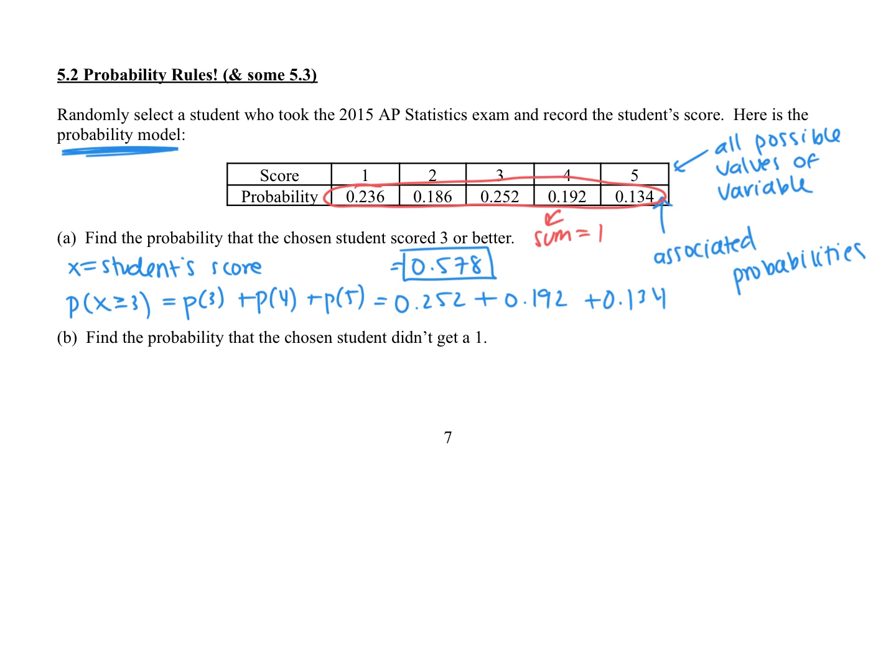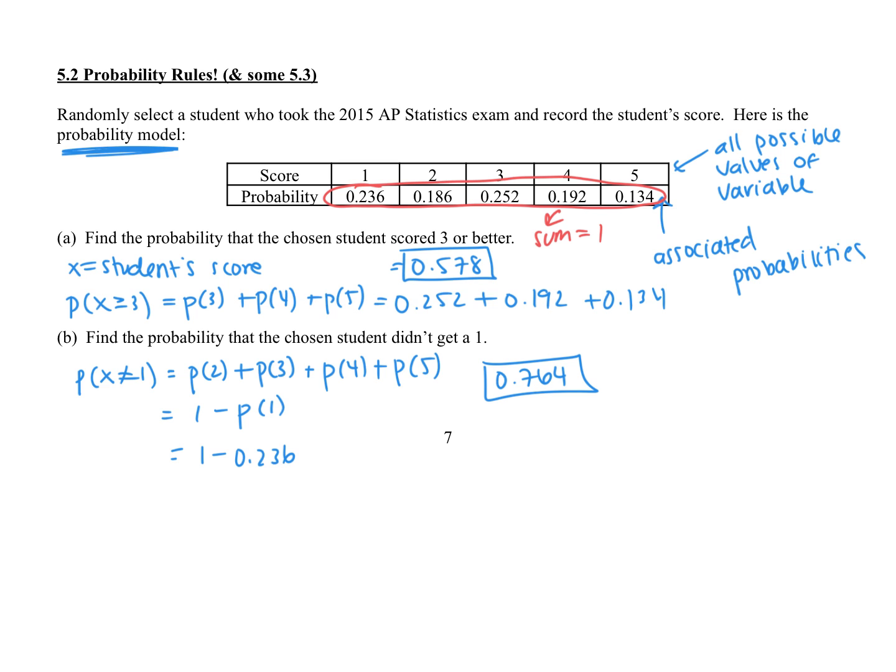Okay, if we find the probability that the chosen student did not score a 1, we're looking for the probability that they didn't get a 1. So one possibility is I could add up 2 and 3 and 4 and 5. Or what is more efficient than that? 1 subtract the only case that we don't care about, which is 1. So we get 0.764. So that should not be new. Okay with that? Or at least should be intuitive, I would say.